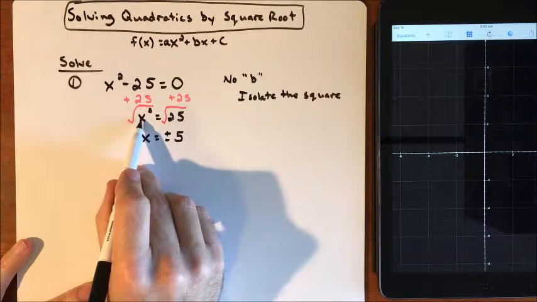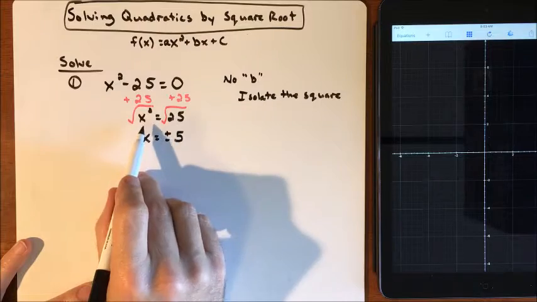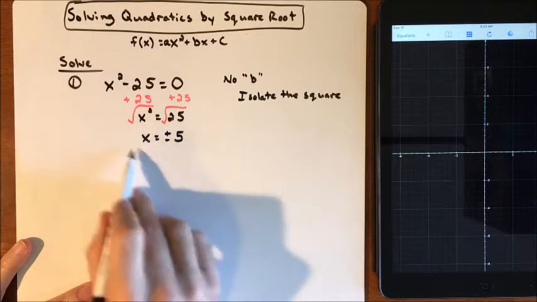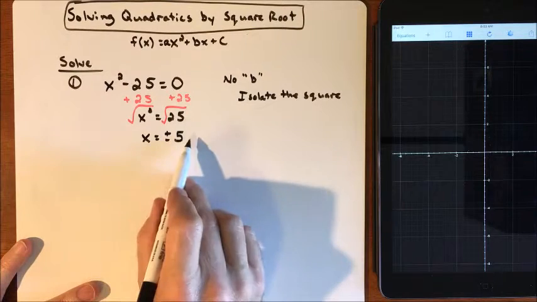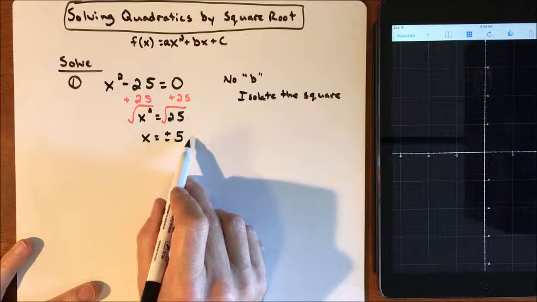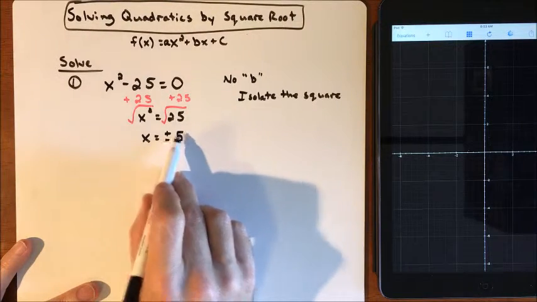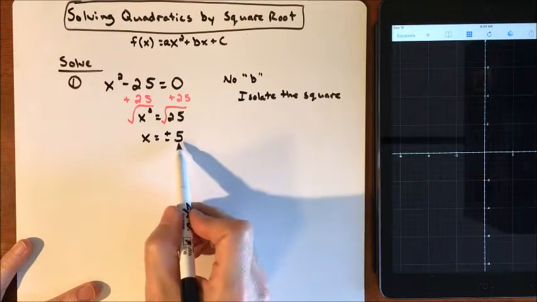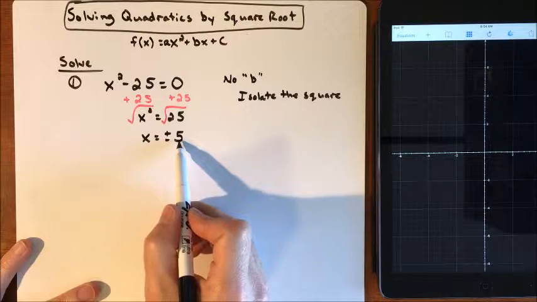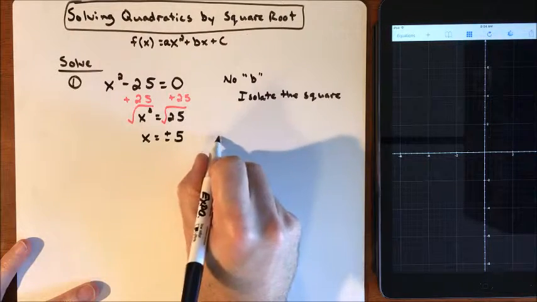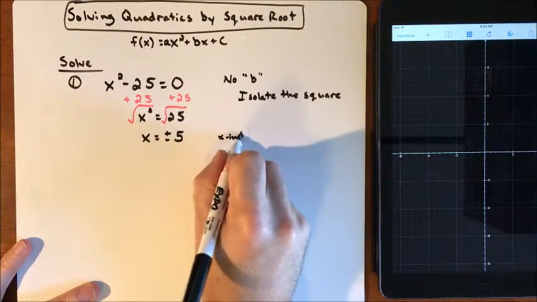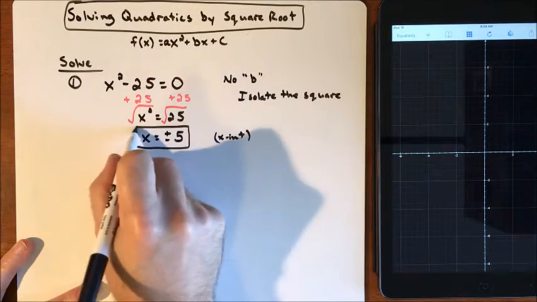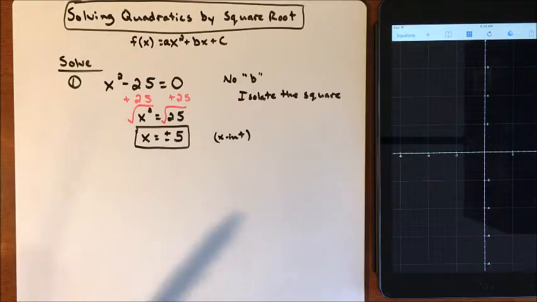Because if you square positive 5, you get 25, but if you square negative 5, you'll also get 25. So we believe that we have two solutions to this. If you've graphed quadratics before, you know that when a quadratic is set equal to 0 and you solve it, those are actually the x-intercepts. Just a side note: we have a 5 and a negative 5 for our x-intercepts, so that's how we can check it.